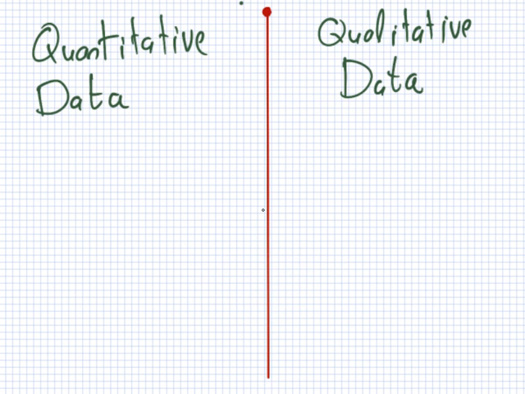I think the first one is the data that we can count, and qualitative we can't count. Not quite. Close.